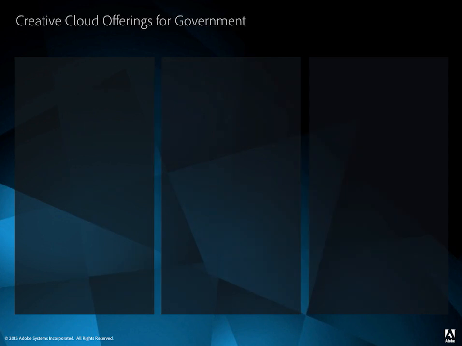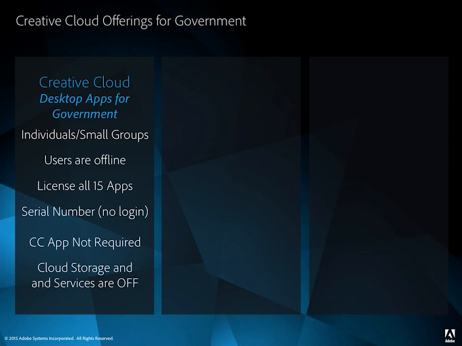The first offering is Creative Cloud Desktop Apps, which is a license type specifically created for small groups who work in offline and secure environments and who only need access to the desktop applications without services, storage, or user-initiated updates. Licenses may be purchased through Adobe's government-authorized reseller channel via a CLP for government agencies.